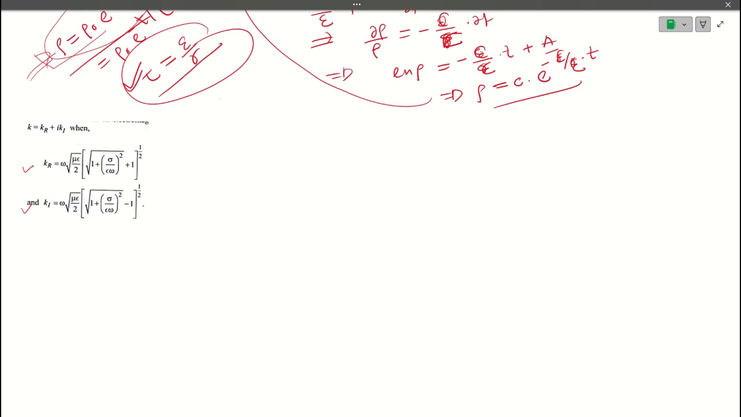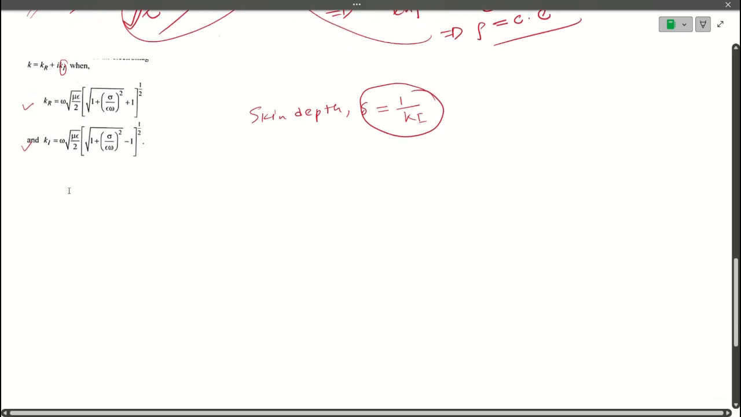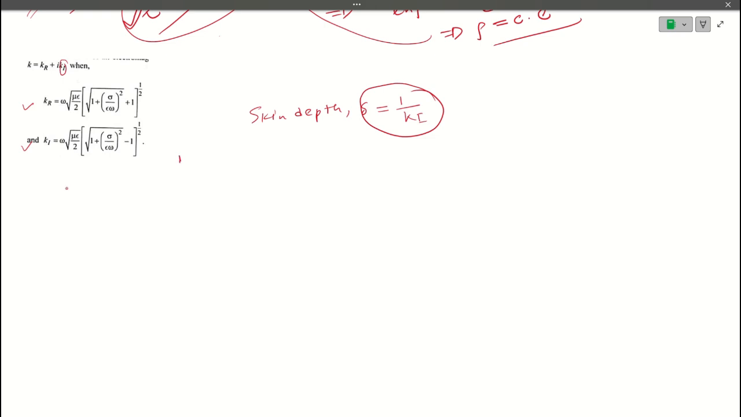Before that, we have to know the expression of skin depth. Basically skin depth is defined as delta, and it is the reciprocal of this Ki, the reciprocal of this attenuation constant, 1 by Ki.